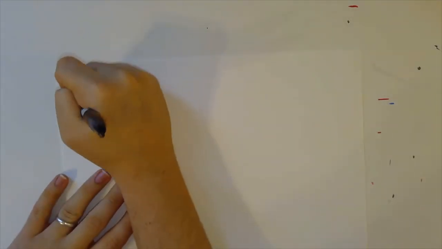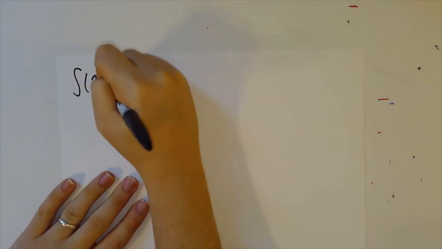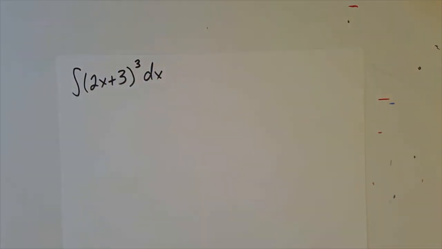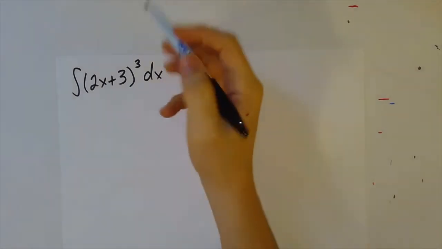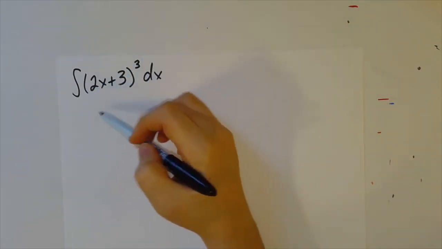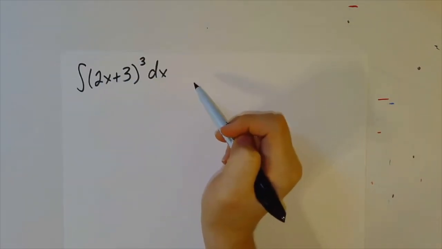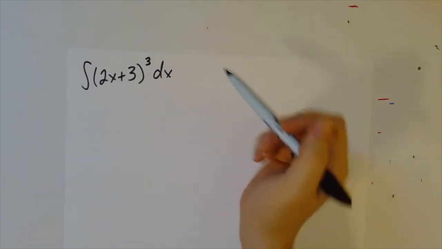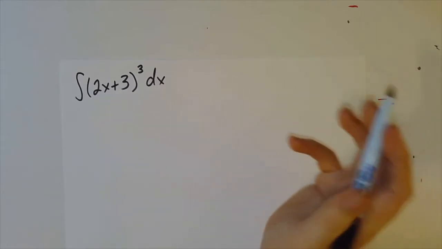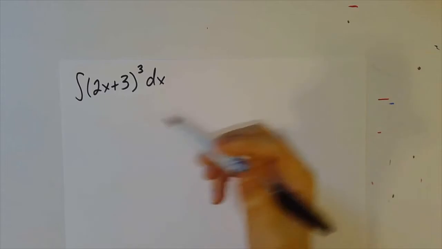Let's do another example. Let's find the integral of 2x plus 3 cubed dx. Now, you might be inclined, and this would be perfectly okay, to rewrite this as 2x plus 3 times 2x plus 3 times 2x plus 3, and multiply it all out. When you do that, you'll get some term with an x cubed, an x squared, an x, and one with no x. You know how to integrate all of this with the power rule, so you could just do it.